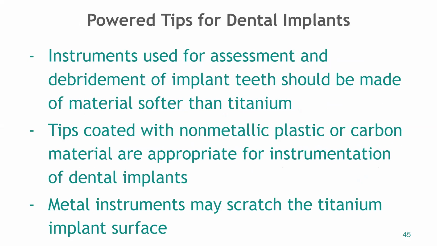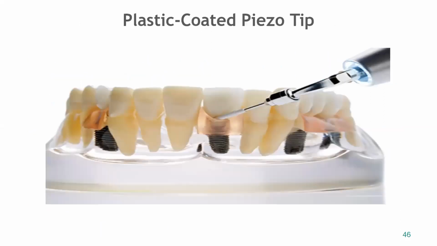Instruments used for the assessment and debridement of implant teeth should be made of materials softer than titanium. So tips coated with non-metallic plastic or carbon material are appropriate for instrumentation of dental implants. Metal instruments may scratch the titanium implant surfaces. Like I said, they make these little yellow plastic tips that just go on the end of your Cavitron tip, and that's what you'll use around the dental implants. This one is a plastic insert for the piezo that you can use and just flush around the implant.